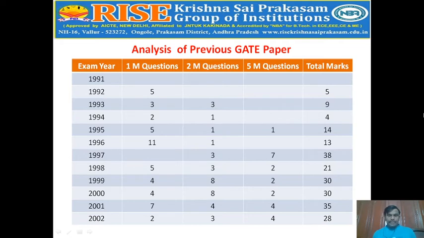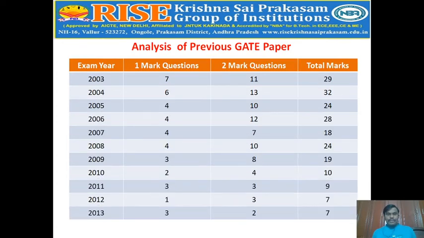You can observe that from 1991 to 2002 the weightage of marks from the electrical machines subject increased. That is why the electrical machines subject is very important for electrical students from the GATE point of view and for competitive exams.